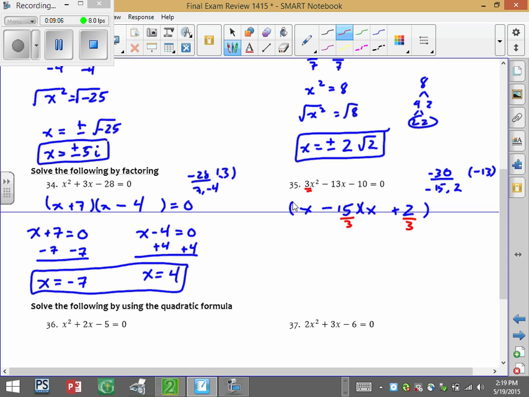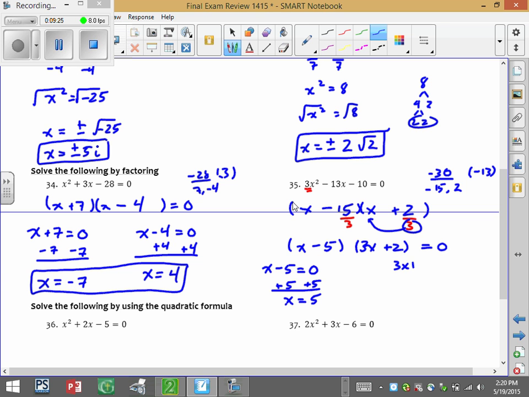Divide by 3, divide by 3. Simplify where we can, so we end up with x minus 5. And can't simplify 2/3, so we end up with 3x plus 2. So we go x minus 5 equals 0. So let's go ahead and solve that one. Add 5 to both sides, so x equals 5.